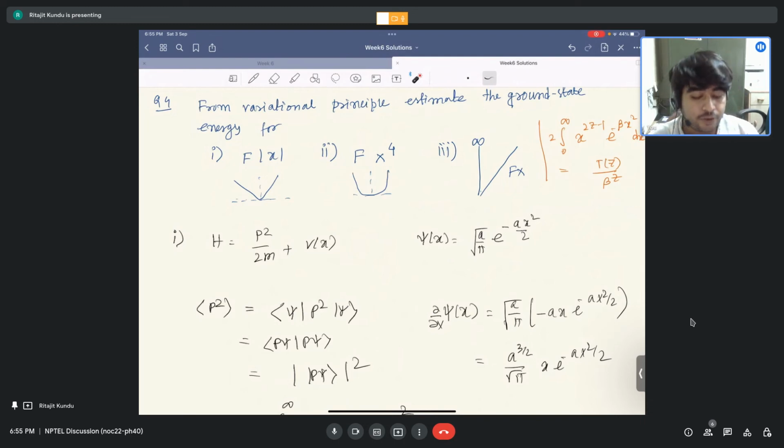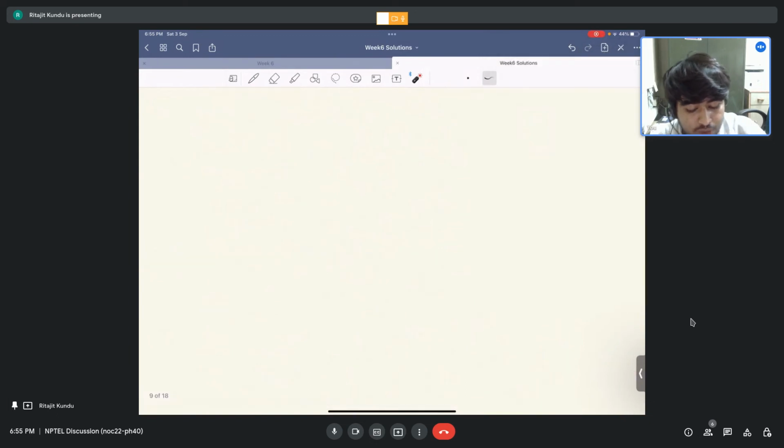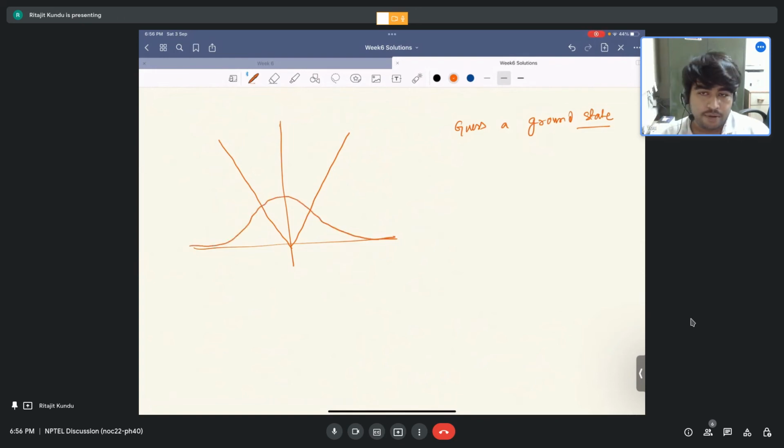First of all, we have to choose a state, right? So let us talk a little bit about how to choose a good state. Let's say you are given a potential something like this, and you want to guess a ground state. You can take this statement as a kind of principle: the ground state has minimum nodes. It will have no nodes. So if I want to come up with a ground state, it had better be a bell-shaped curve, something like this. The form can be different.